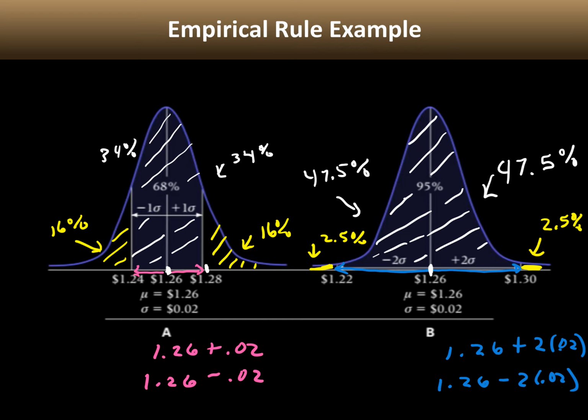Right, so you can use this empirical rule to determine how much data you have between certain values, or above a certain value, or below a certain value. So if you ask, how much of the data is above $1.26? Well, it has to be 50%, because it's the mean, right? And the mean and the median of normally distributed data are equal, right? Because of the symmetry rule, right?